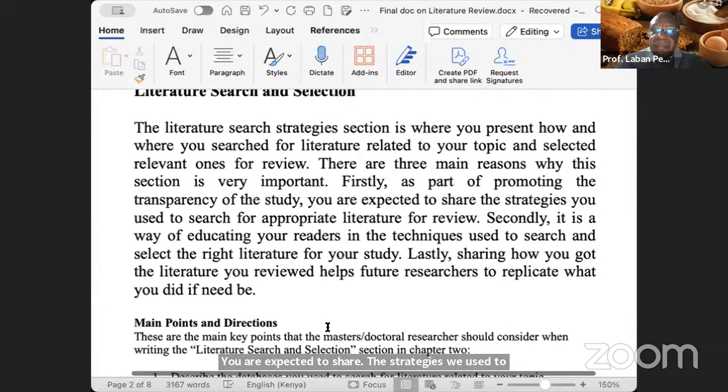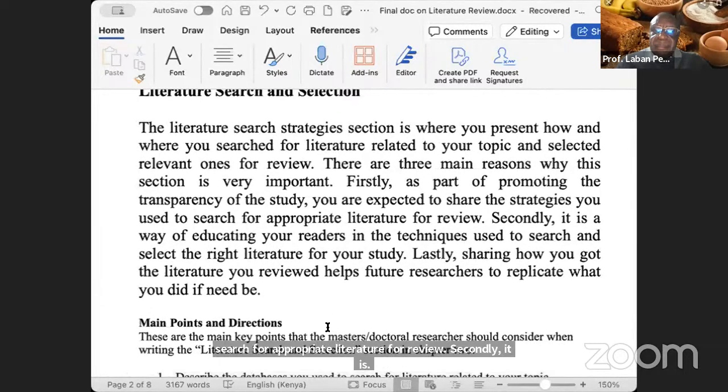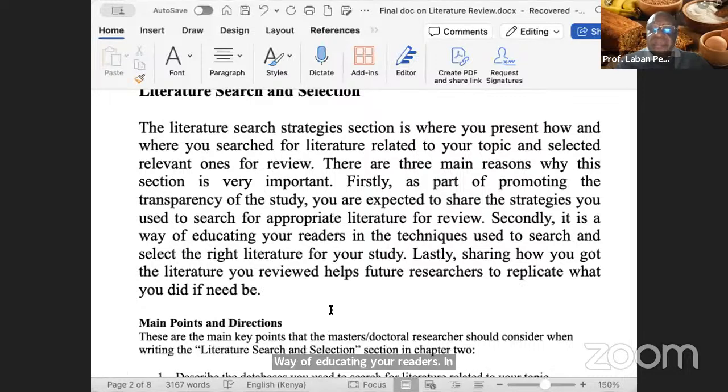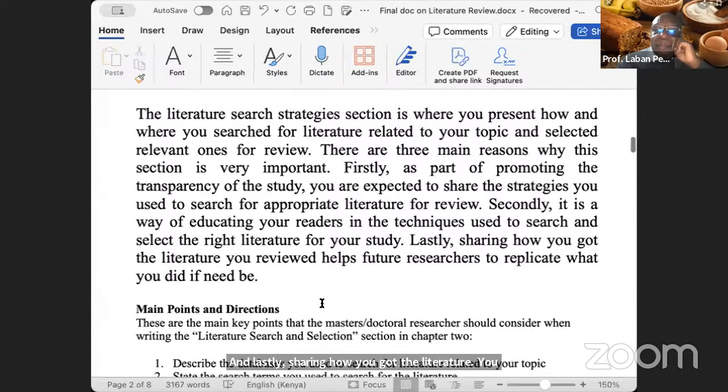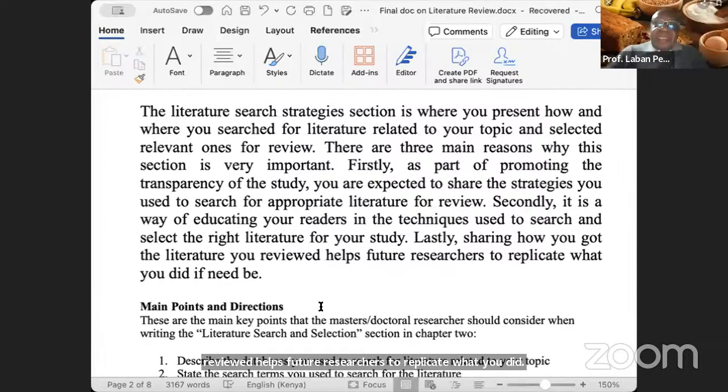Secondly, it is a way of educating your readers in the techniques used to search and select the right literature for your study. And lastly, sharing how you got the literature you reviewed helps future researchers to replicate what you did if need be.